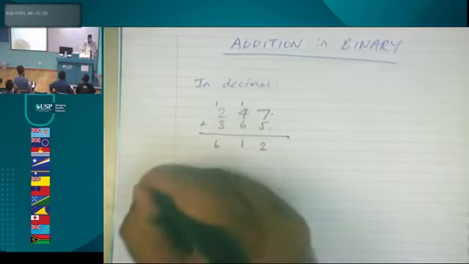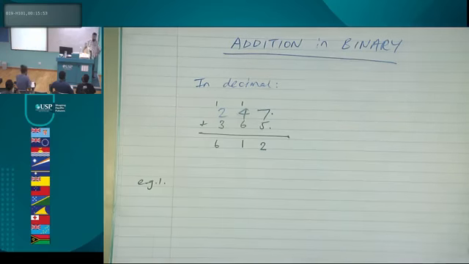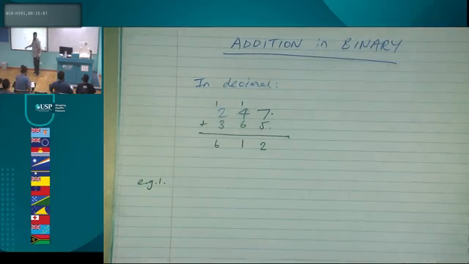Now let's look at example 1 in binary addition. When do we get that extra digit? In decimal, we only go from 0 to 9. 7 plus 5 is 12, and 12 is greater than 9. Therefore, you store one digit and you move the carry upwards. Now let's have a look at binary addition.